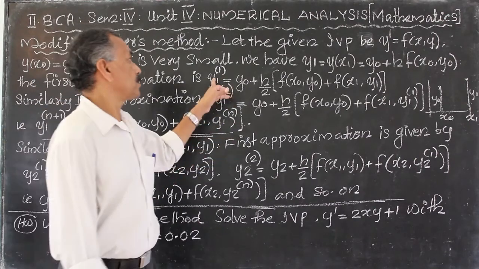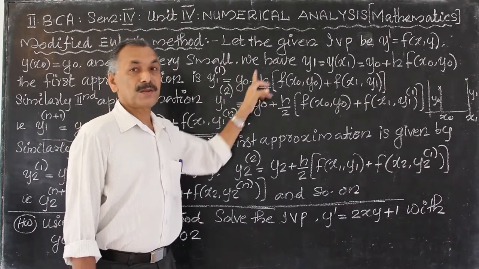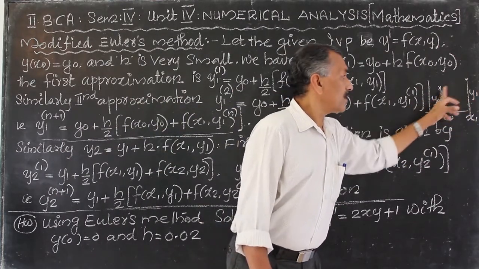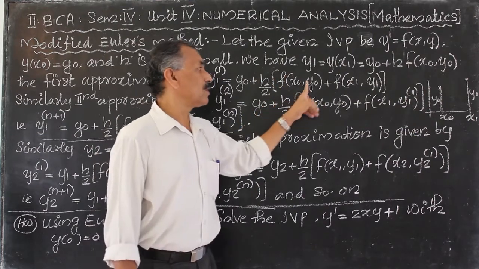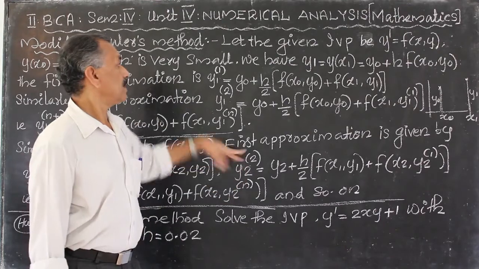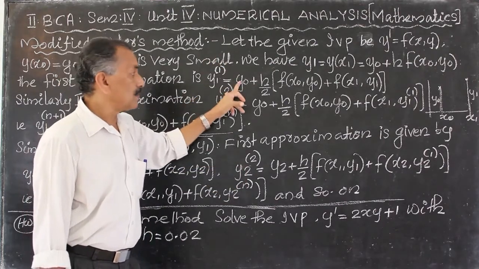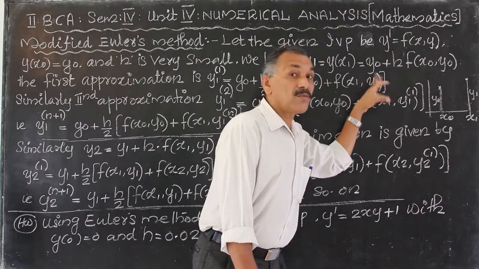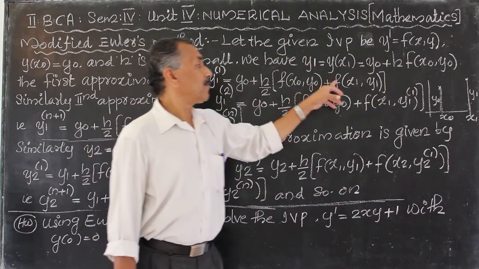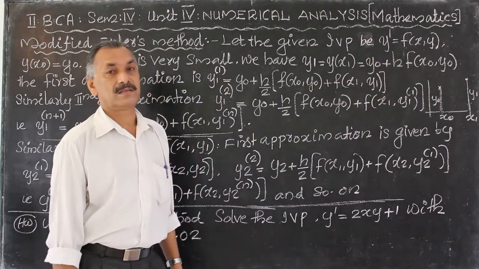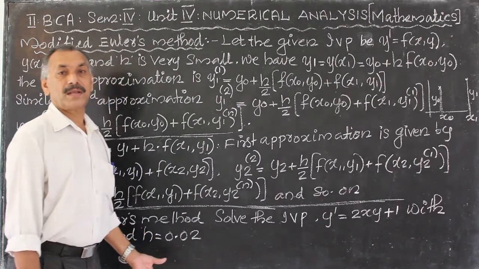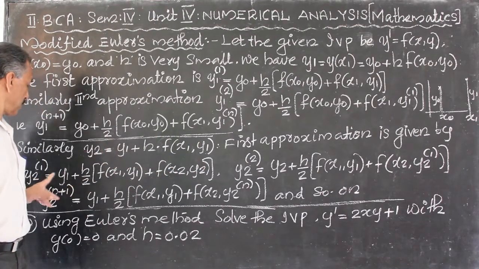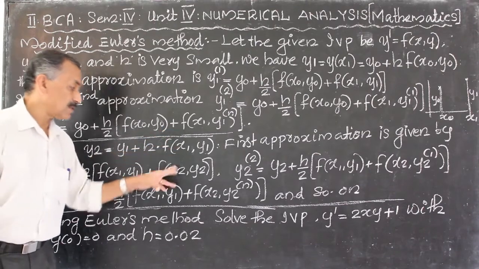That is the modified Euler's method. First we calculate y1, then the first approximation of y1, y1 1, is y0 plus h by 2 into f of x0, y0 plus f of x1, y1. Then the second approximation y1 2 is y0 plus h by 2 into f of x0, y0 plus f of x1, y1 1, and the third approximation uses f of x1, y1 2. At the point x2, y2 is equal to y1 plus h into f of x1, y1. The first approximation y2 1 is equal to y1 plus h by 2 into f of x1, y1 plus f of x2, y2.